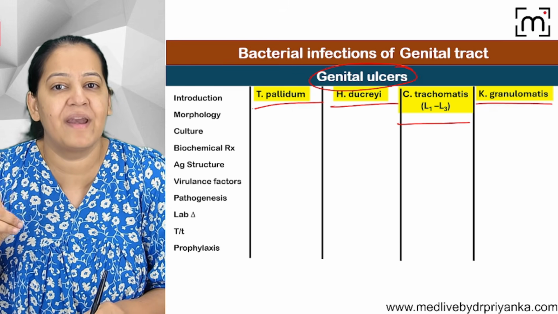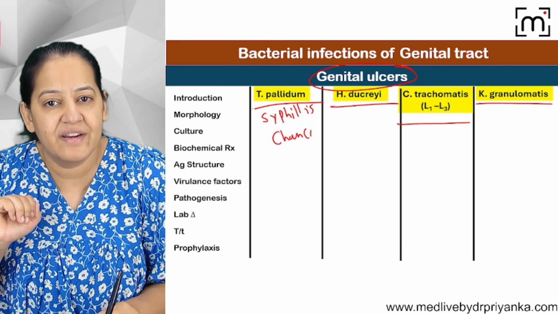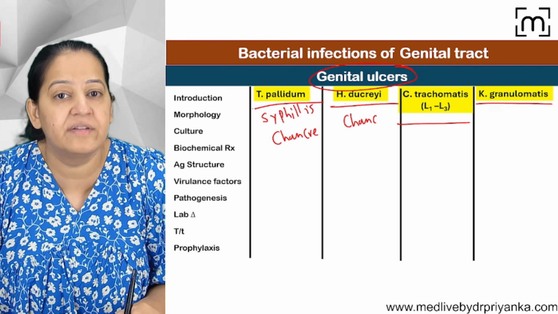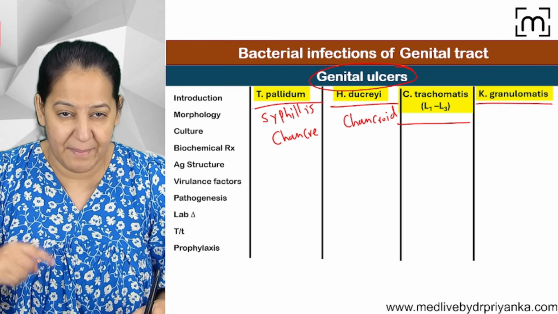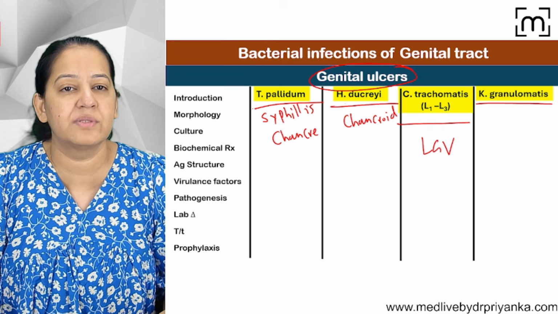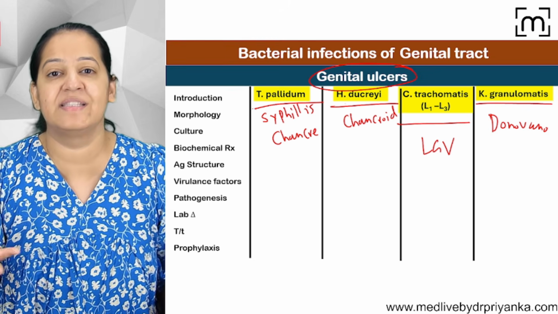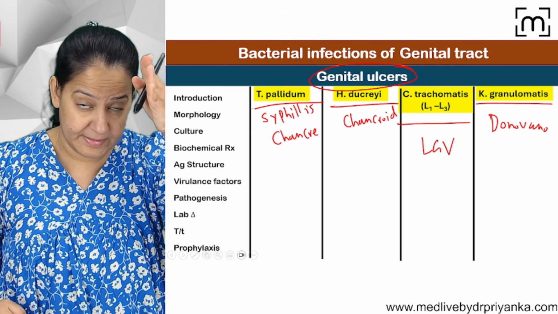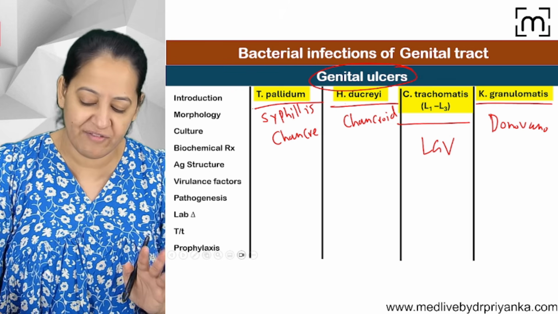Okay, so Treponema pallidum causes syphilis, also known as chancre. It is also known as hard chancre, also known as primary chancre. Haemophilus ducreyi causes chancroid, that is soft chancre, okay, soft ulcer. Chlamydia trachomatis L1, L2, L3 cause LGV. Okay, and Klebsiella granulomatis causes Donovanosis. These are the names of the STDs. These are the names of the ulcer they are causing. They all cause genital ulcer. I will tell you the step-by-step approach how to differentiate the ulcer of these four STDs. Okay, they all have genital ulcers.